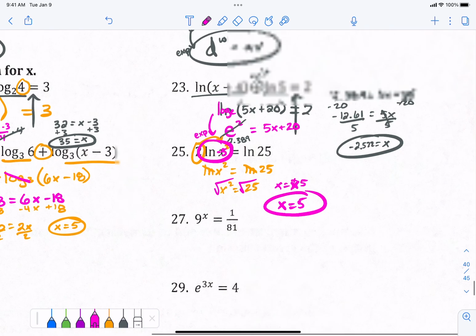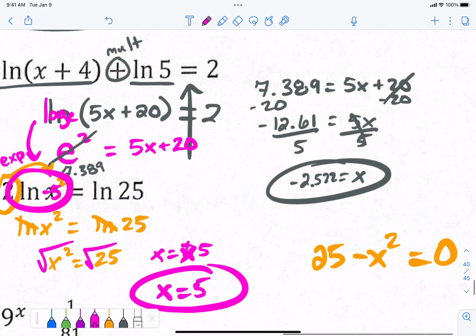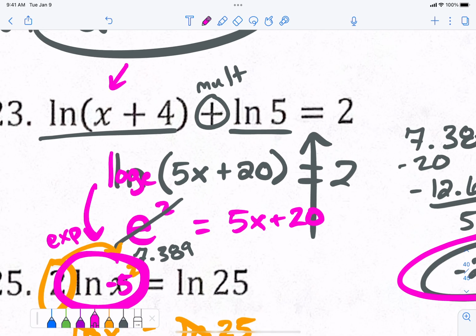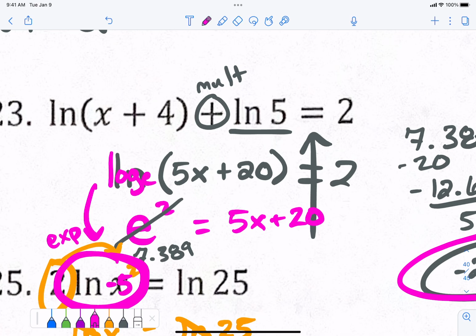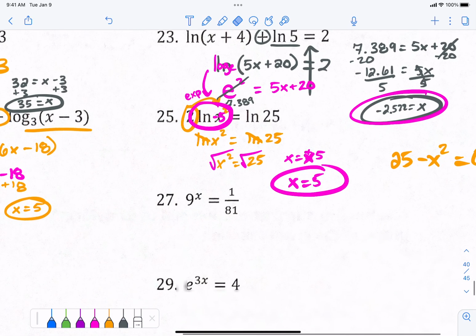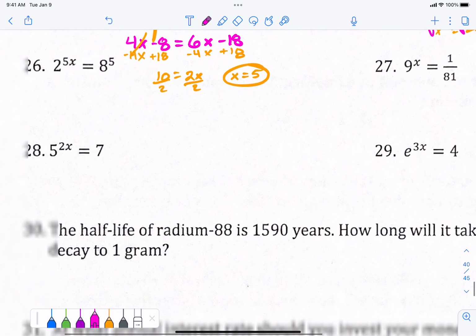Also, up here, we got a negative answer for number 23. Check it. Negative 2.522. Is that a real answer? I am adding it to 4 and then taking ln of that. Is that legit? Yes, squaring that negative makes it positive. But you don't do it in that order. The ln goes first. Correct. So just 5 is the answer.